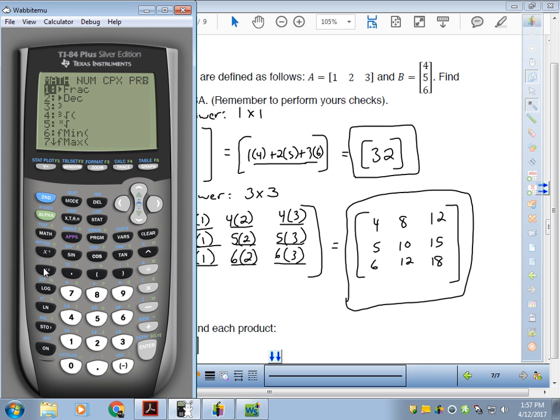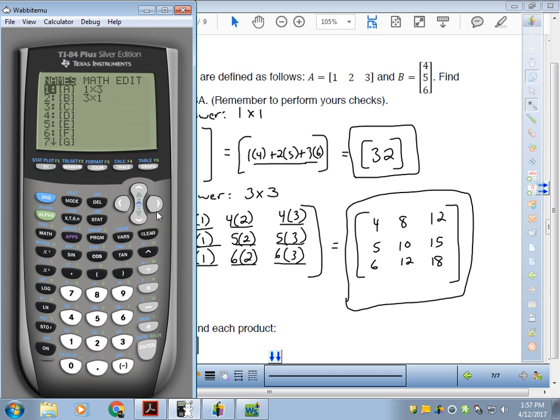So we have to go to our matrix menu and go to edit. We'll edit matrix A so that it becomes a 1 by 3. And we put 1, 2, 3 into it. Quit. Go back to our matrix menu, put matrix B. This is a 3 by 1. Put in it 4, 5, 6. Then quit again. Take matrix A times matrix B. And we get just a matrix with 32.